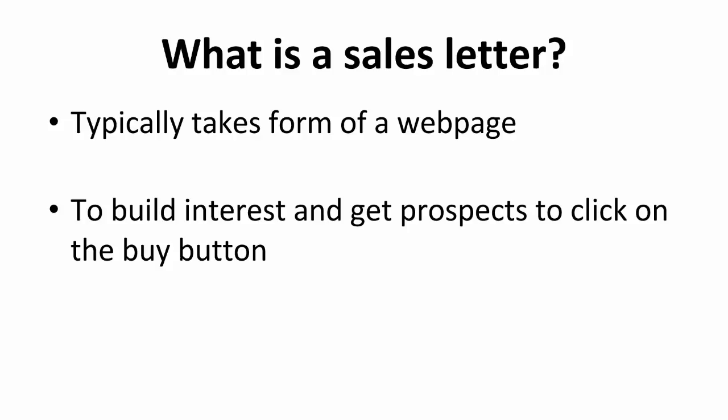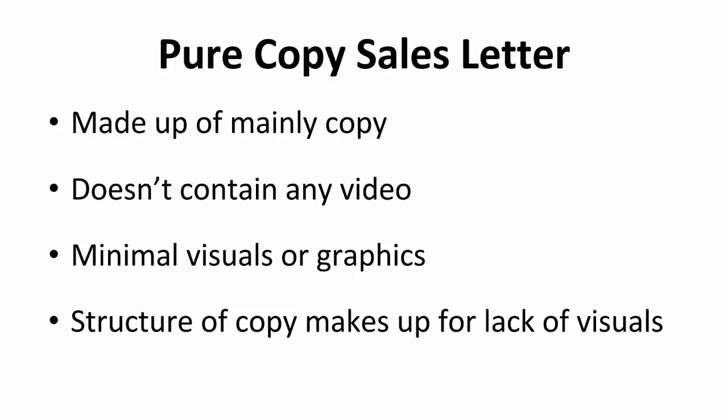In this module, we will talk you through the 3 different types of sales letters and how you can use them effectively. The first type of sales letter is a pure copy sales letter. This is what's known as a traditional sales letter, one which is primarily made up of text or copy. It also doesn't contain any video. This form of sales letter may sound somewhat old-fashioned, but the fact that this archaic method is still being used today is a testament to its effectiveness.